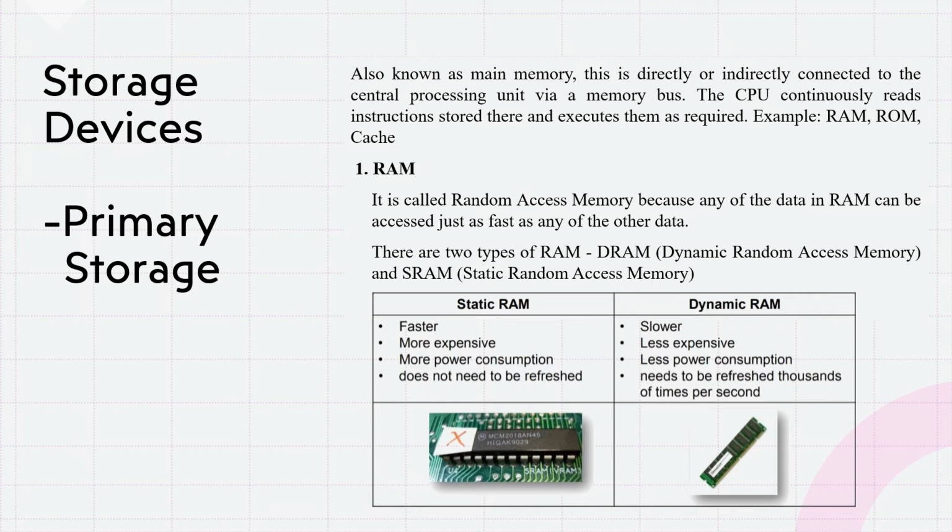As you can see in the table, static RAM is faster than dynamic RAM. Also, static RAM is more expensive than dynamic RAM. Static RAM consumes more power as compared to dynamic RAM. Static RAM does not need to be refreshed, whereas dynamic RAM needs to be refreshed thousands of times per second.